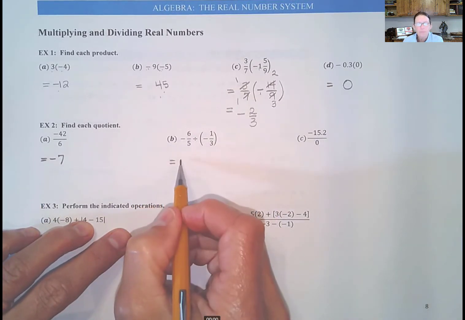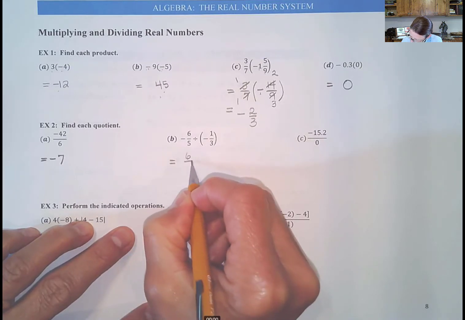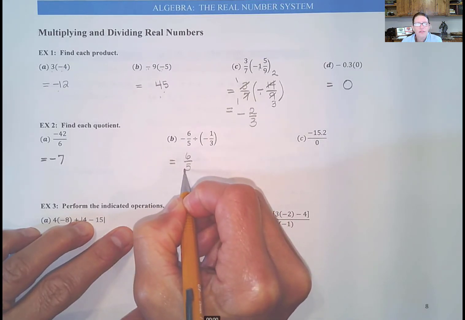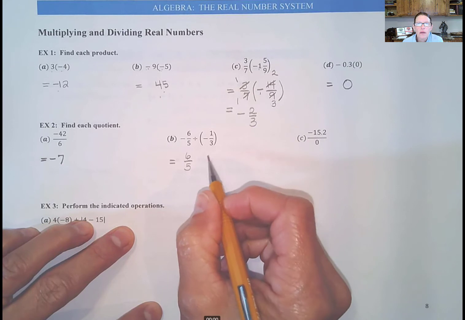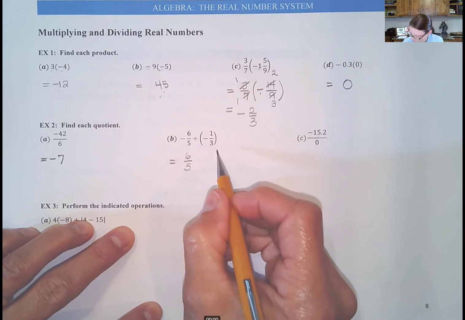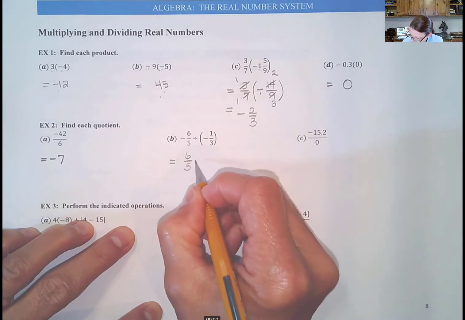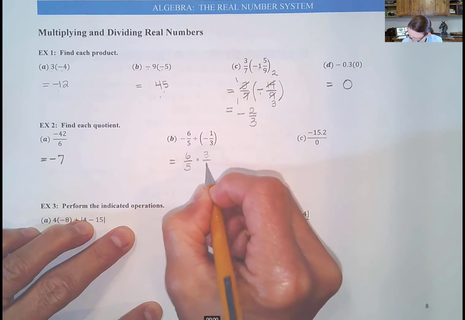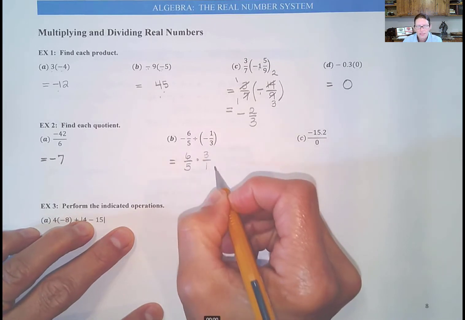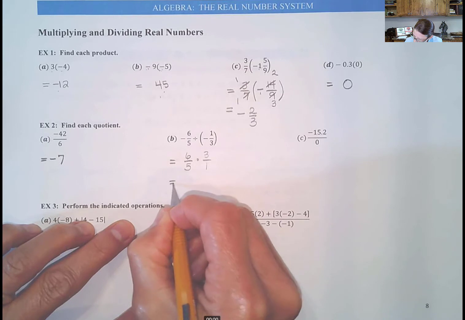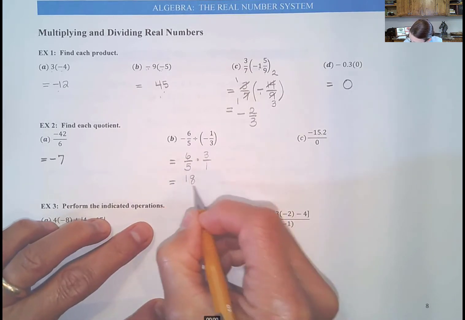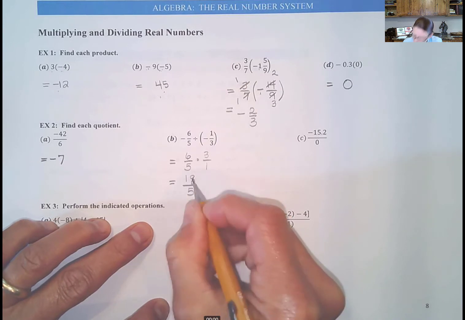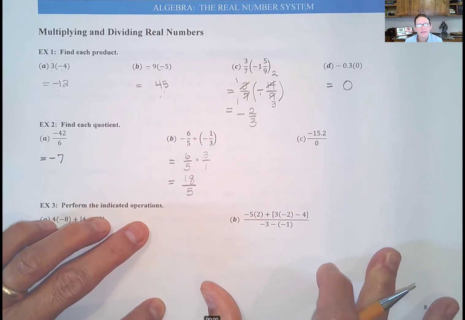So essentially in part B, we can think of this as 6/5 divided by 1/3, because the answer will be positive. But we don't divide fractions. Instead, we're going to multiply by the reciprocal of the divisor and write this 6/5 times 3/1. Reciprocal of 1/3 is 3, or 3/1. That's 18/5. And that won't reduce. I'm going to go ahead and leave it in its improper form.